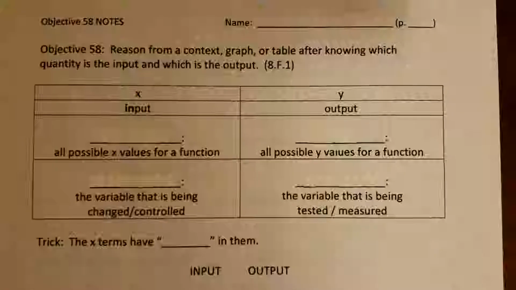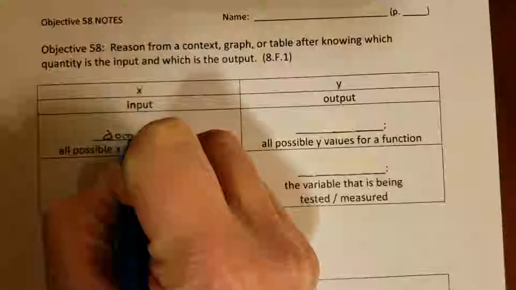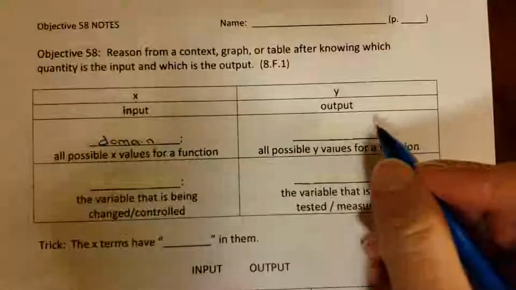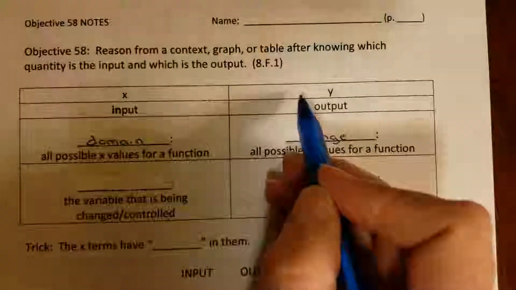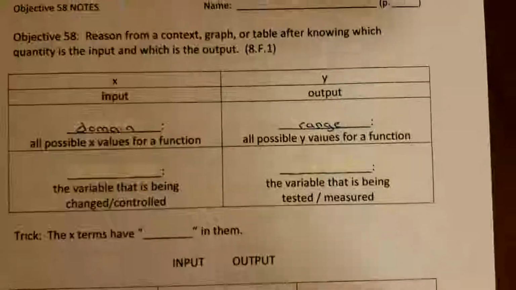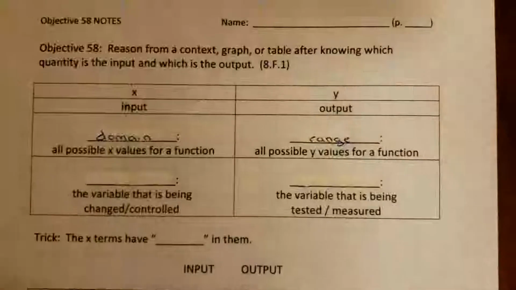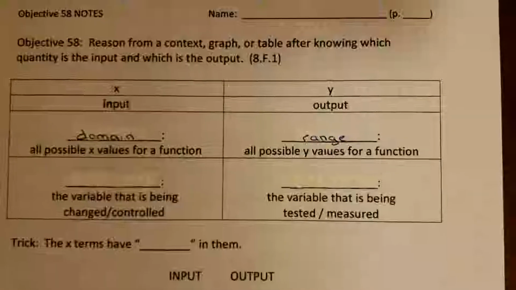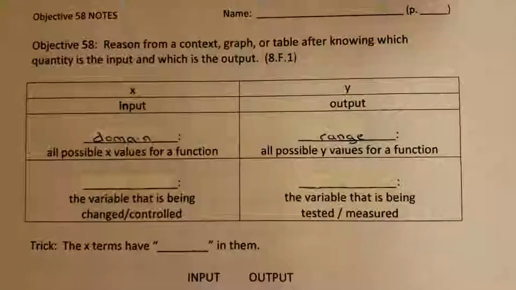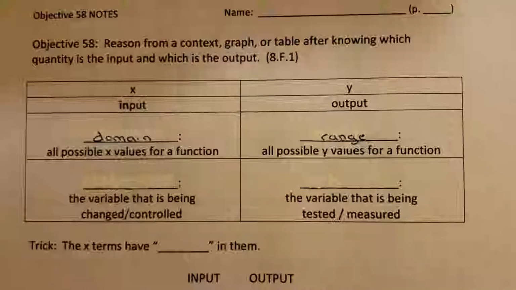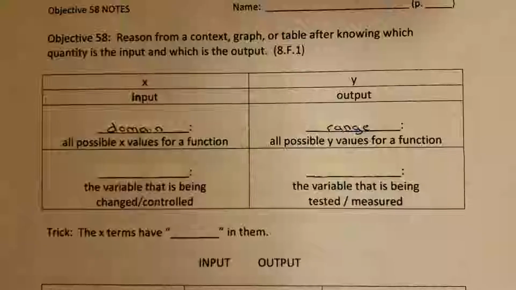A couple new vocabulary words that I want to introduce. The first is domain, and its opposite is range. Just like x and y are opposites, input and output are opposites, domain and range are opposites. Domain and range refer to all of the values that can come out of a function. Once you get them down on paper, the domain refers to all the x's, the range refers to all of the y's. That may sound a little abstract right now.